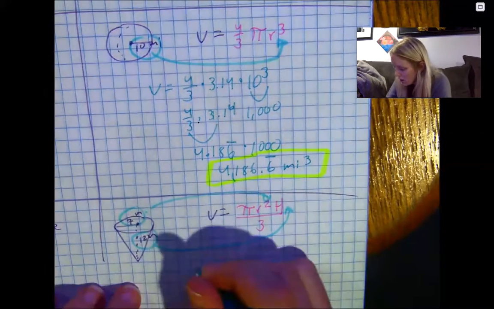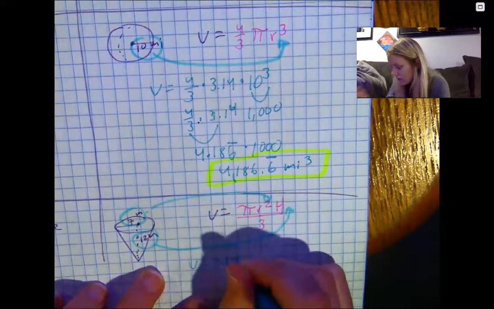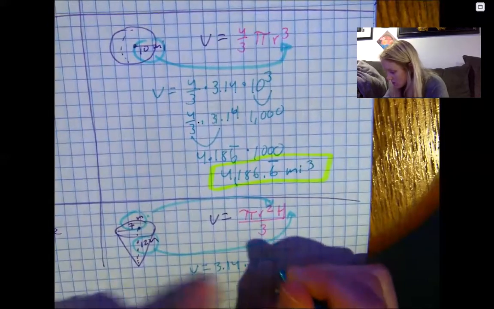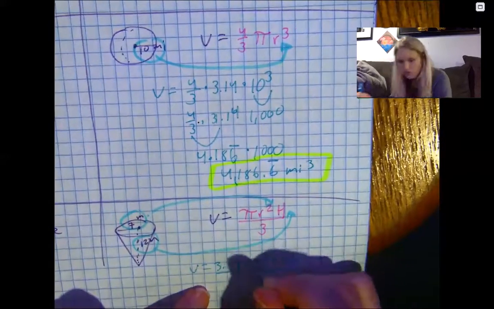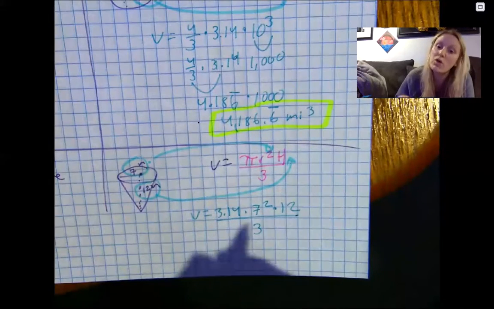So volume is pi. We can already substitute that by 3.14. Again, that's not accurate, but we just use it. Times the radius, 7 squared, times the height, 12, and then divide it all by 3 in the end. I have to follow order of operations or Miss Minch will cry.